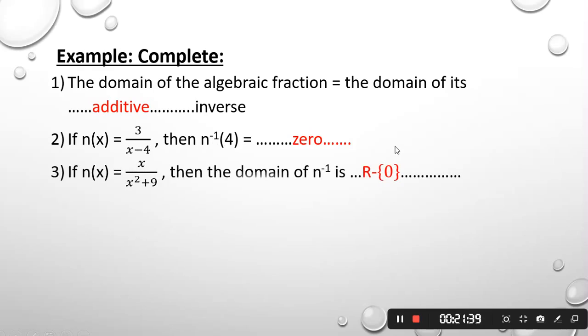Number 3, if n of x equals x over (x squared plus 9), then the domain of n inverse is... n inverse equals (x squared plus 9) over x. The domain is R minus the set of zeros of each of the numerator and the denominator. x squared plus 9 has no zeros. There is no value for x that makes this 0. And for the denominator, x equals 0, so the domain will be R minus {0}.